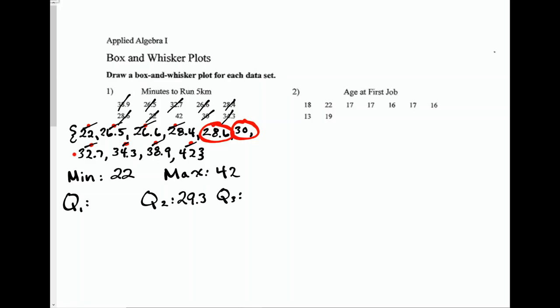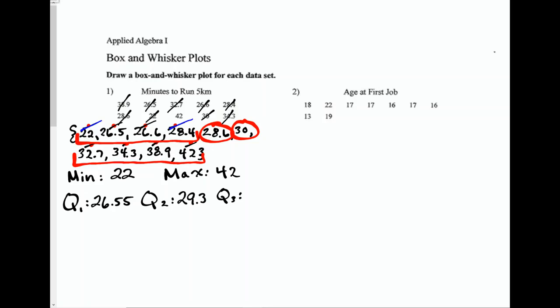So now I have these other 2 data sets, one here and one here. This is the lower half, this is the upper half. In order to find Q1, I have to find the median of this lower half. So if I just cross off from left to right, I'm left with 2 values, 26.5 and 26.6. Well, the median of that is 26.55.